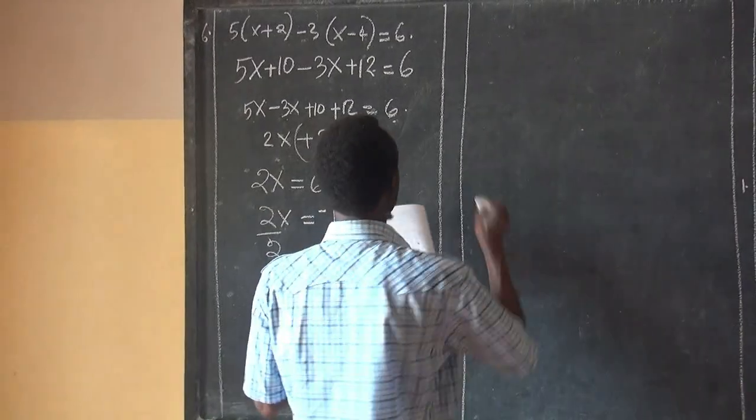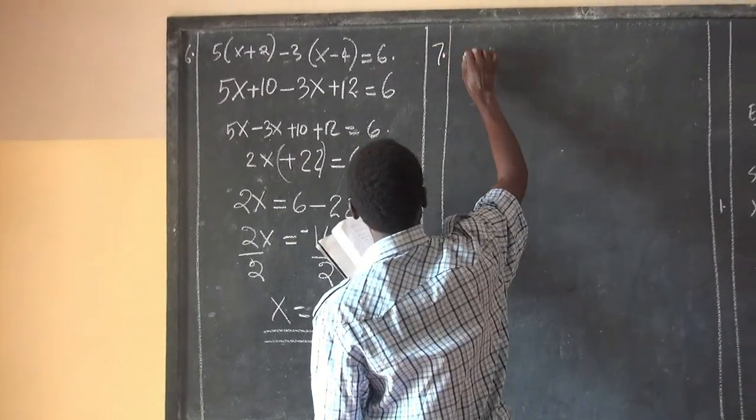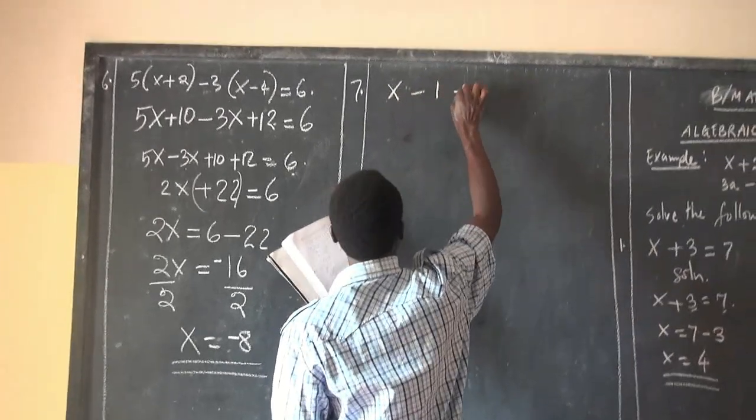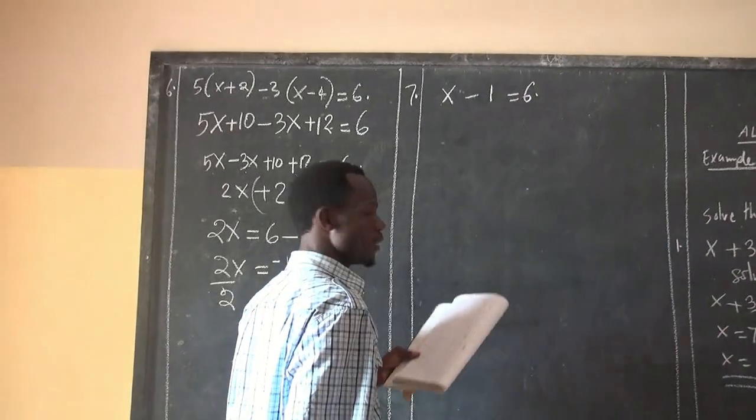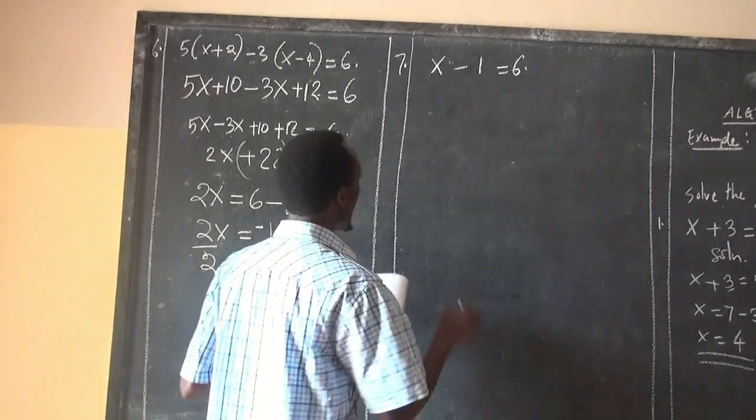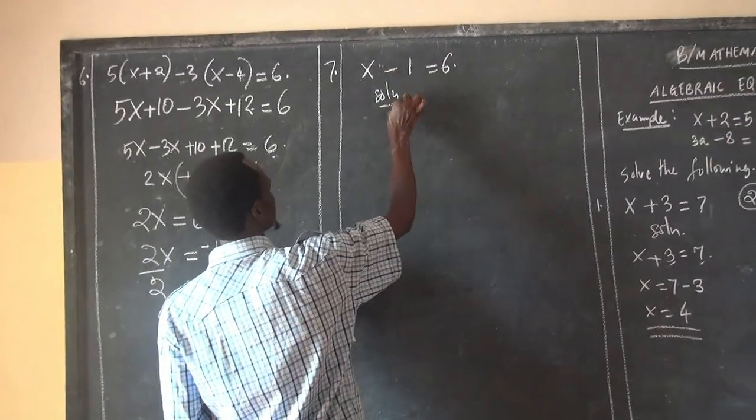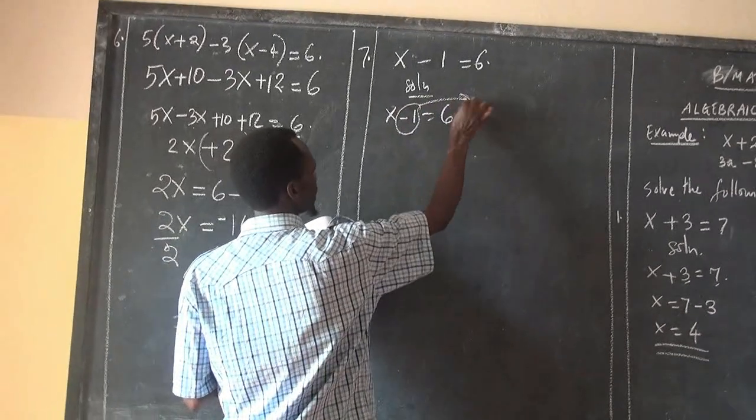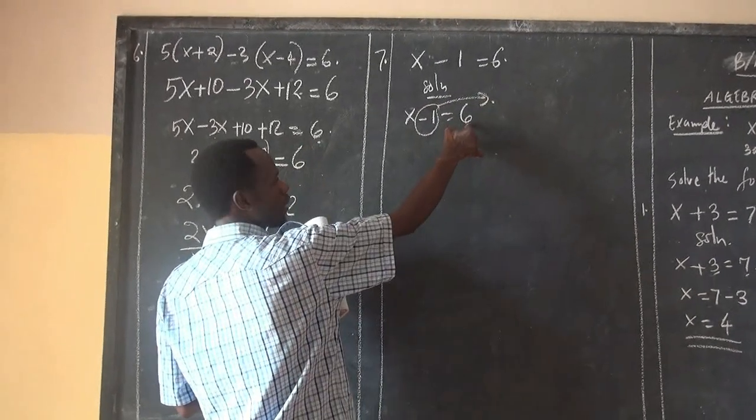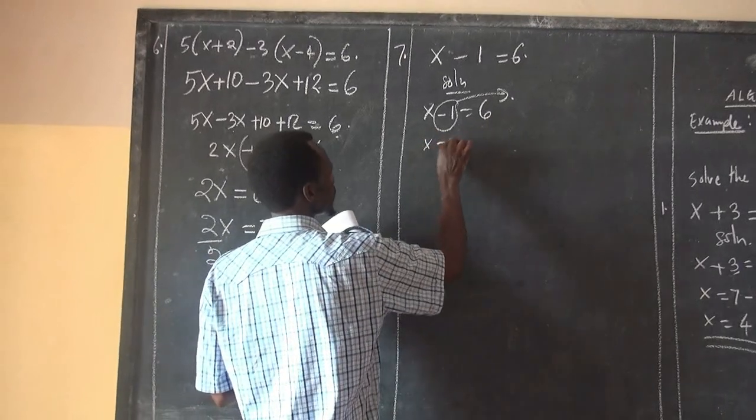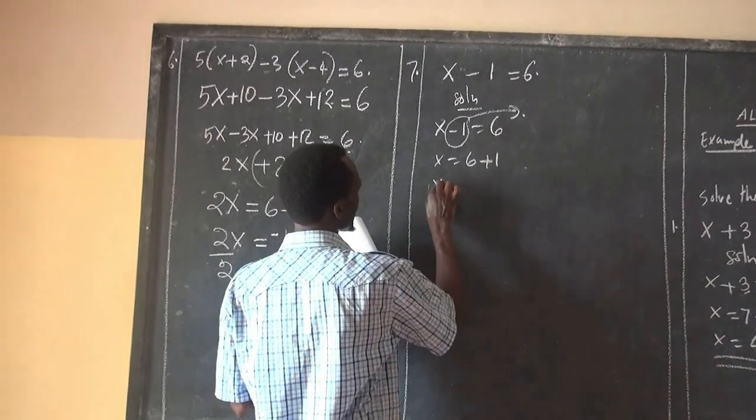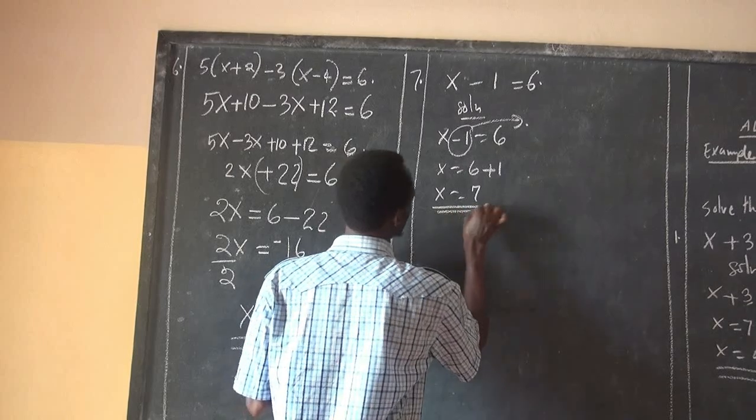Now, the other example here, number 7. x minus 1 is equal to 6. It is very simple. Now, collecting the like terms: x minus 1 is equal to 6. This negative is taken to the other side so as to get cancelled by this one. Then x is equal to 6 plus what? 1. Now, x is equal to 7.